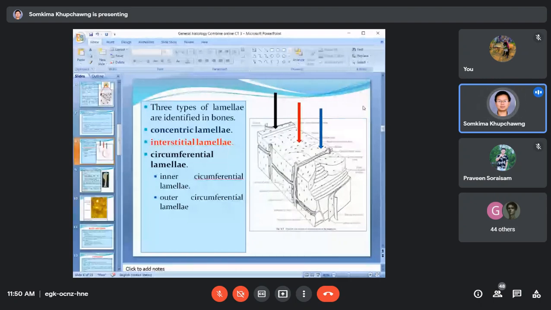Okay, and there is also another circumferential lamellae which surrounds the medullary cavity. So that is known as the inner circumferential lamellae.